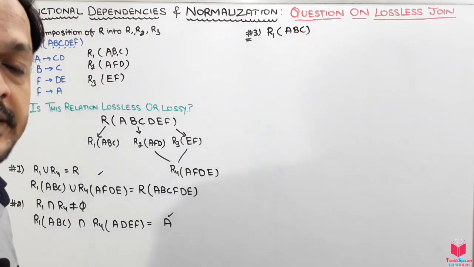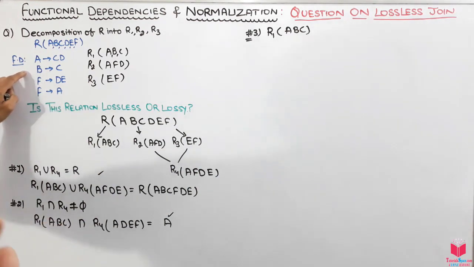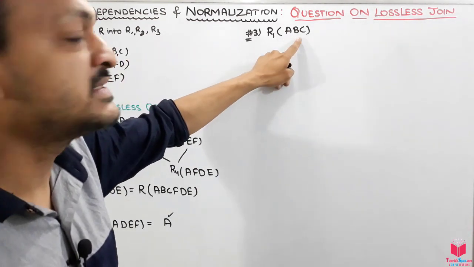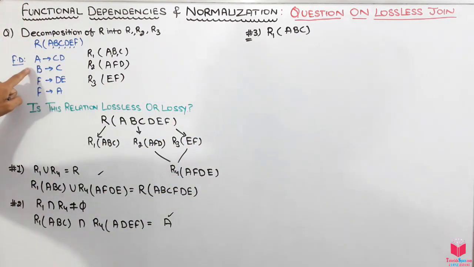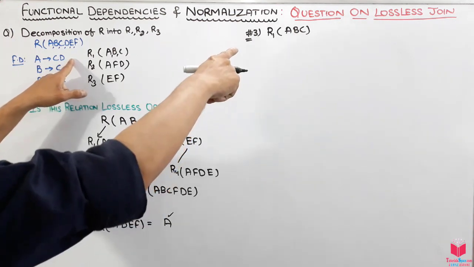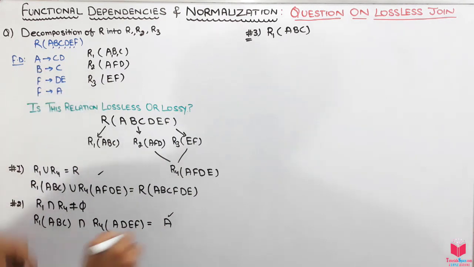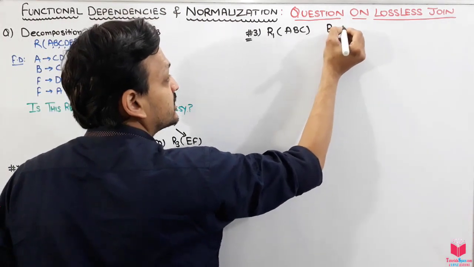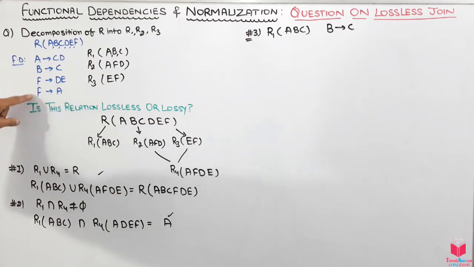We have to find the candidate key of R1. How? We will go for the functional dependencies which only contain A, B, C. We will see only for ABC. So A gives CD, but CD is not a part of this relation, so we will not take this functional dependency. B to C, yes, this functional dependency belongs to ABC. Then F, no, this is not a part of relation 1.